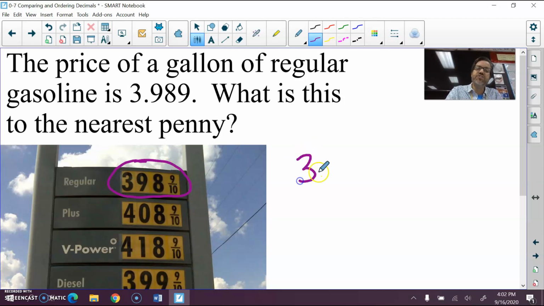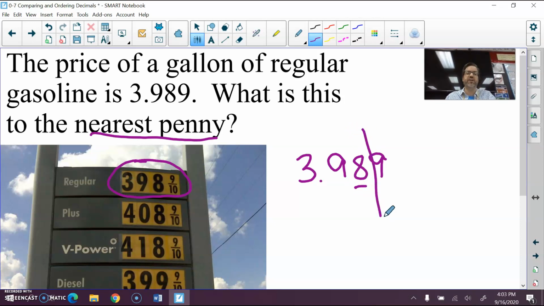And so it actually is $3.989 per gallon, or 3,989 thousandths of a dollar per gallon. So what is this to the nearest penny? When we round things to the nearest penny, we're rounding to the nearest hundredth, which is two places past the decimal point. We want to round to this place right here. So in effect, we're going to chop things off right here.